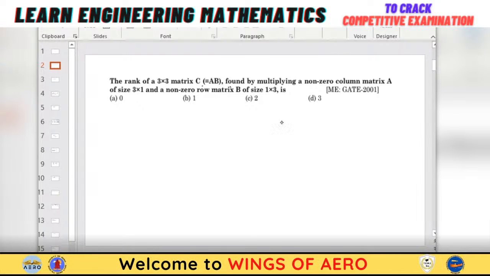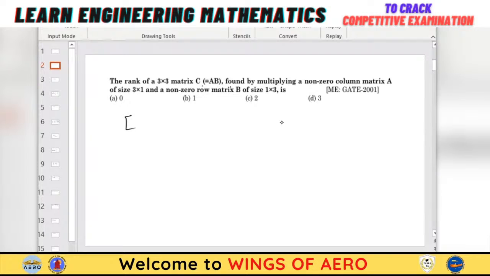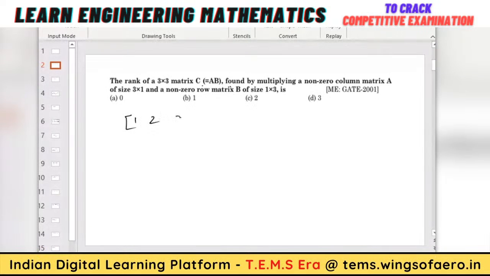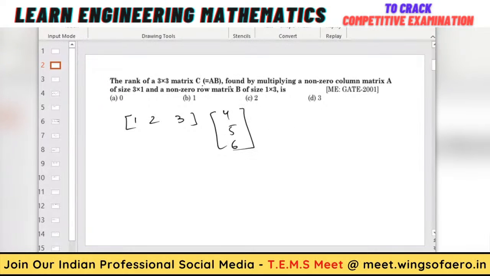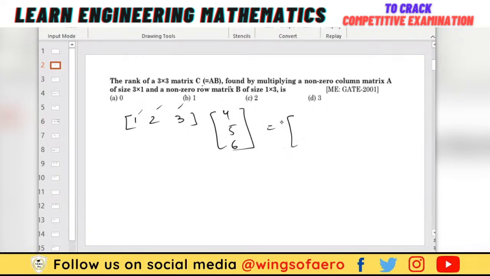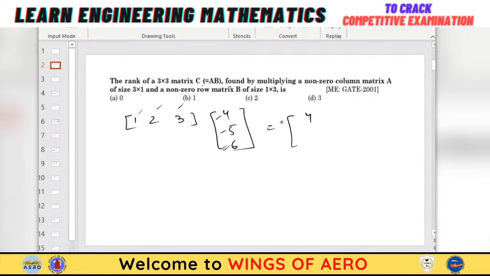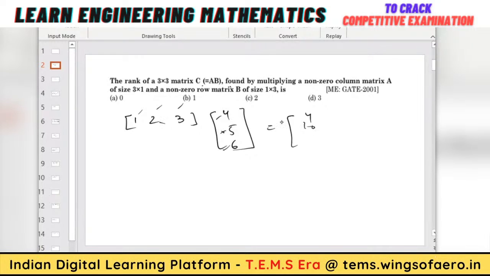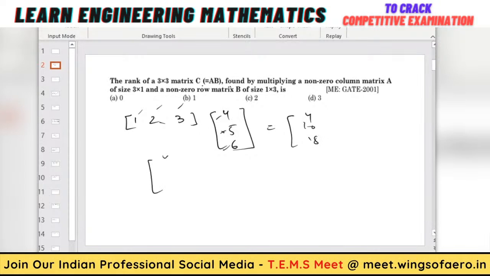First of all, you all know that if the matrices are like this, 1, 2, 3 and 4, 5, 6, the multiplication is very easy to find. These three numbers are multiplied by these three numbers: 1 into 4 is 4, 2 into 5 is 10, and 3 into 6 is 18.